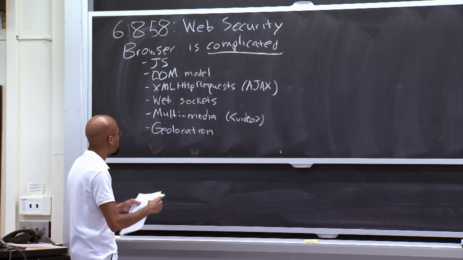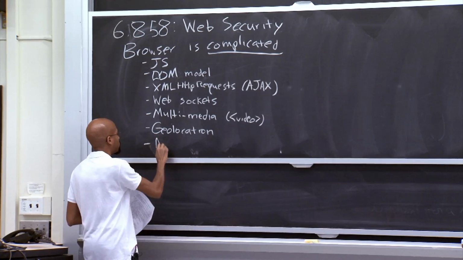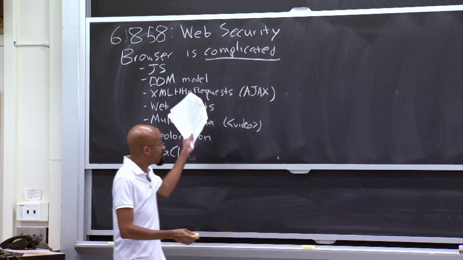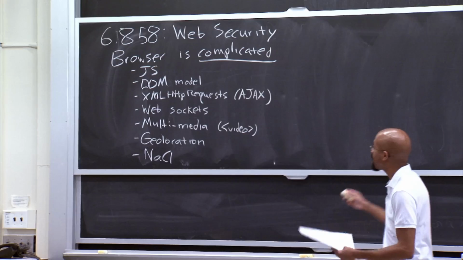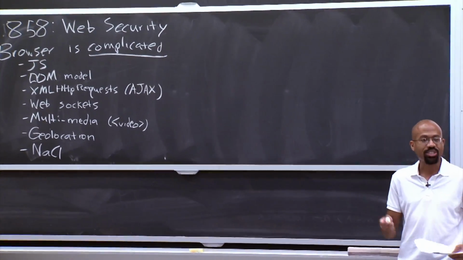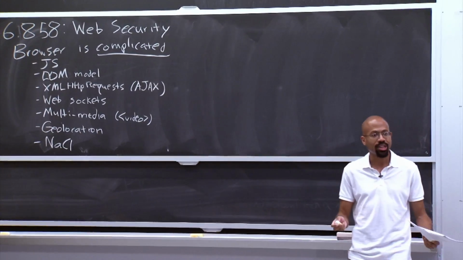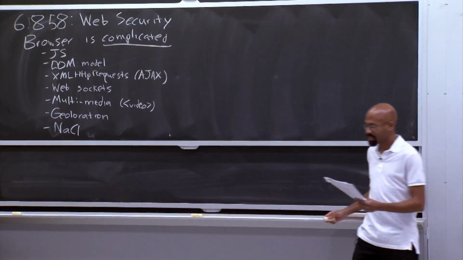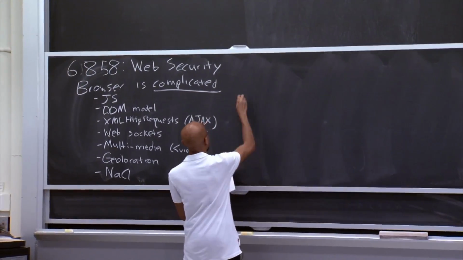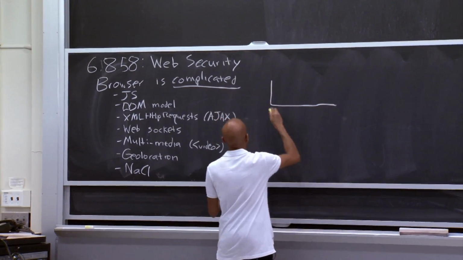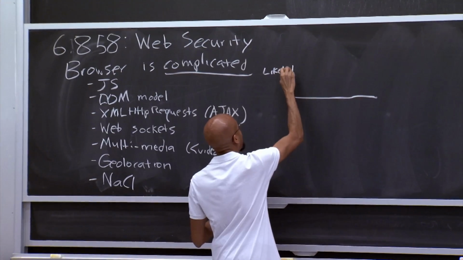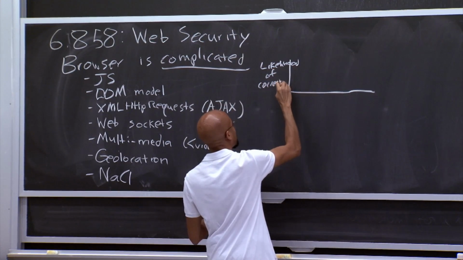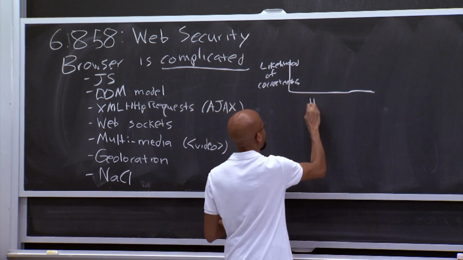We've also talked about things like NaCl, for example, which allows browsers to run native code. There are many, many other features that I haven't mentioned here, but suffice it to say that the browser is now incredibly complicated. And so what does this mean from the perspective of security? Well, basically, it means that we're screwed. The threat surface is enormous. Loosely speaking, when you're thinking about security, you can think of a graph that looks like this. You've got the likelihood of correctness, and then you've got the number of features that you have.